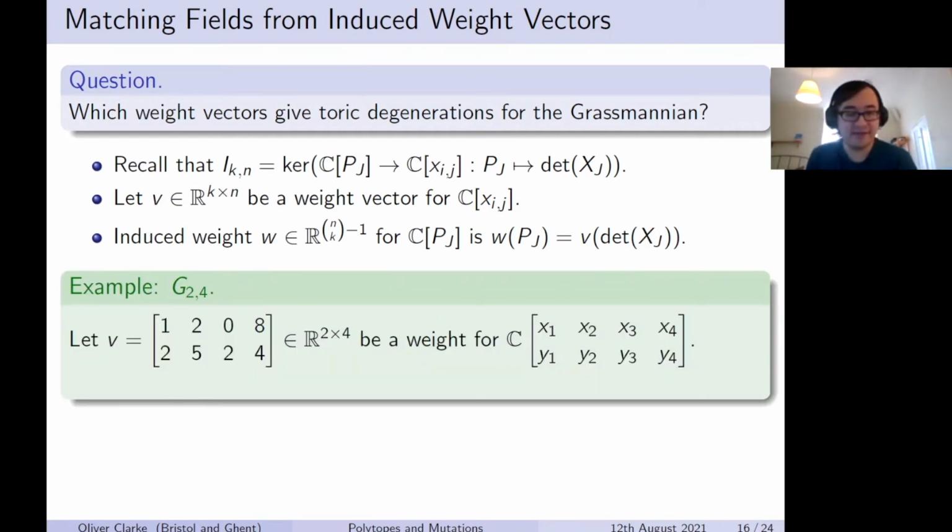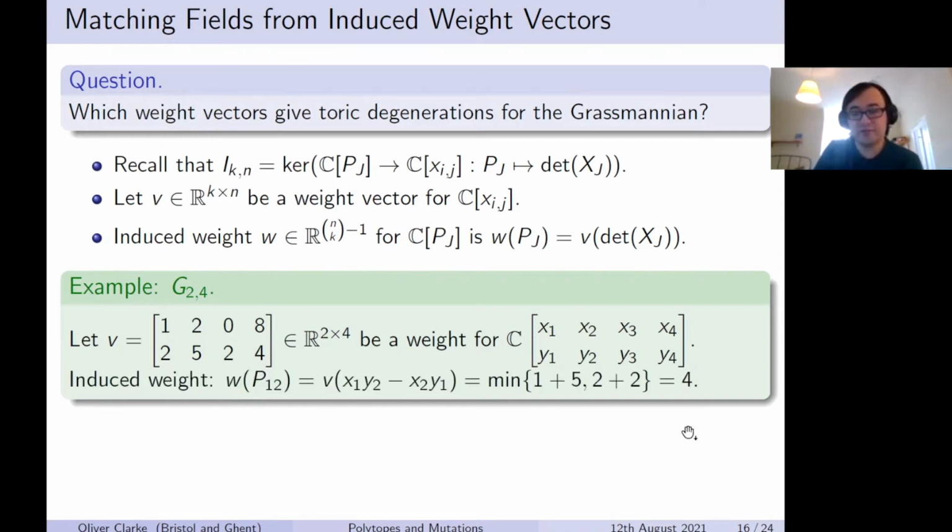How does this look like? Let's say I've got this matrix here, V, which is a weight vector for this 2x4 matrix. Then the induced weight vector for P12 is going to be the weight of x1, y2 minus x2, y1. So what's the weight of x1, y2? It's going to be the sum of 1 and 5. And the weight of x2, y1 is the sum of 2 and 2. So it'll just be the minimum of these two numbers.